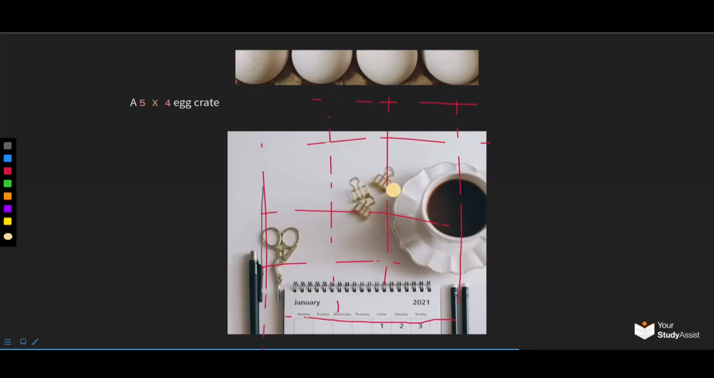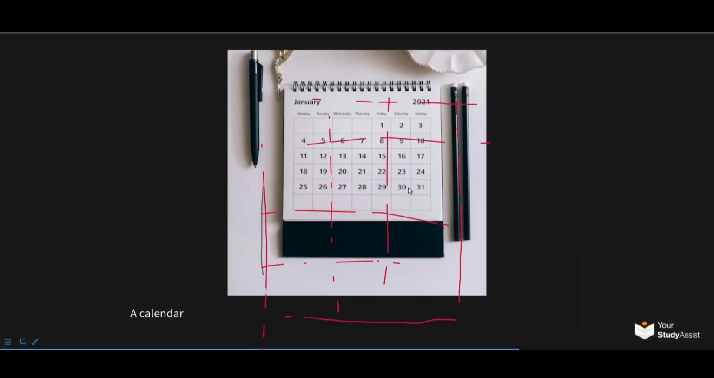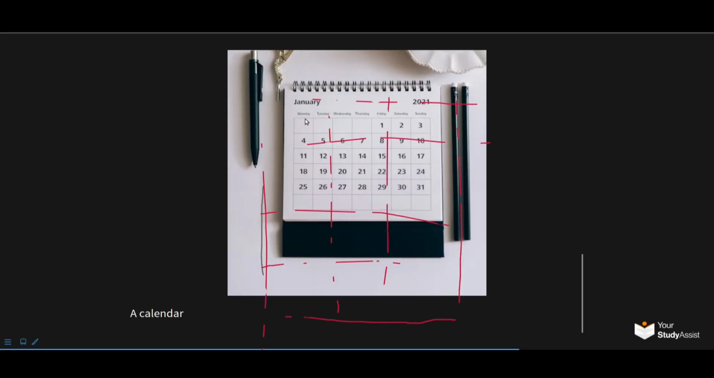To continue, another example is the calendar. And one thing with calendars is that they are usually checkered like this, and they are also organized in rows and in columns. So to test you, what is the dimension of this calendar matrix? The answer is 6 rows and 7 columns. So it's a 6 by 7 matrix.